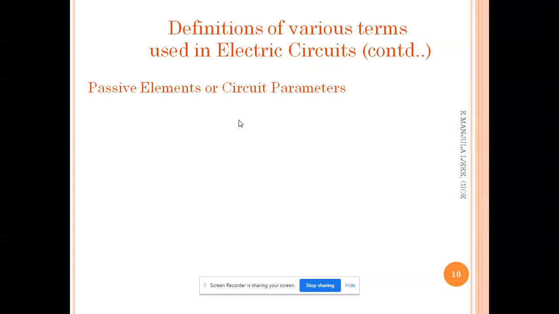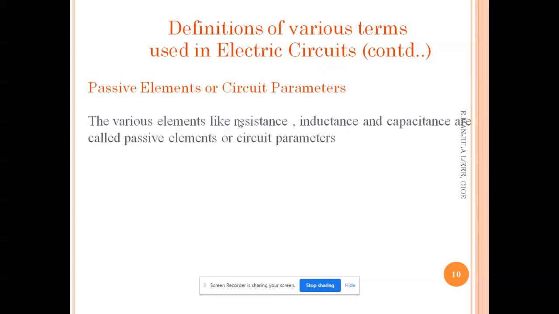Passive elements. What are the passive elements? They are also called circuit parameters. These are the various elements like resistor, inductance, and capacitance, which are taking the power. These elements are called passive elements.